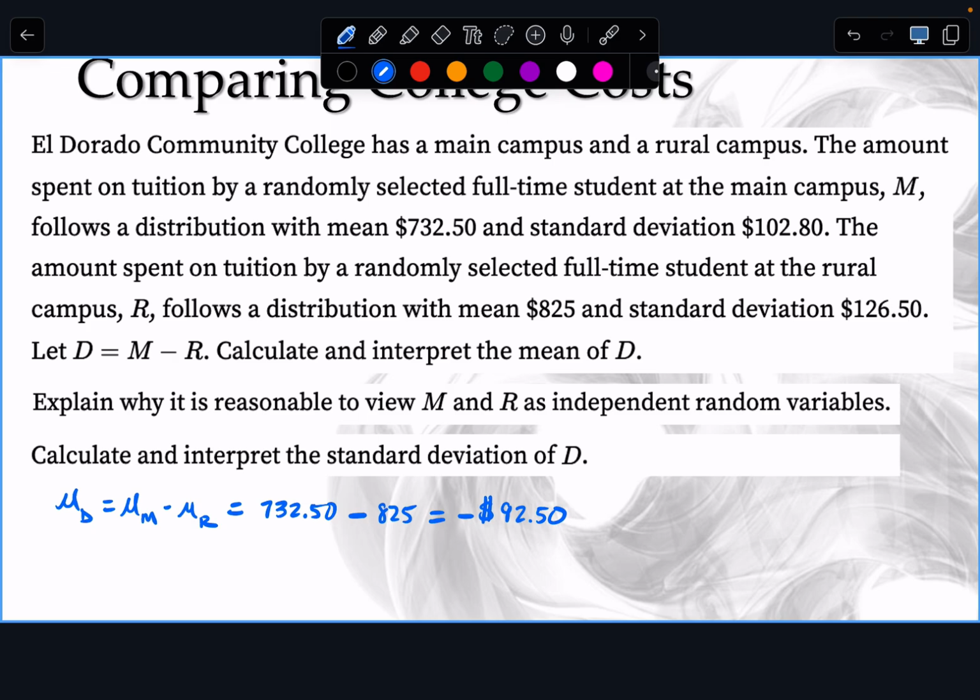So what this means is if we were to select multiple individuals from the main campus and multiple individuals from the rural campus, and I were to subtract the amount of tuition that they pay, on average, we would expect the rural person to spend $92.50 more than the main campus person. So if I were to select individuals from both over and over again and calculate the differences in the tuition that they pay, on average, we would expect to see the rural campus person spending $92.50 more.